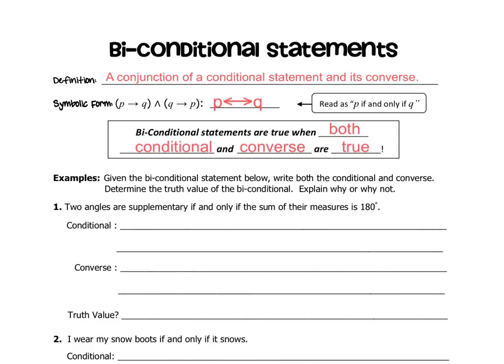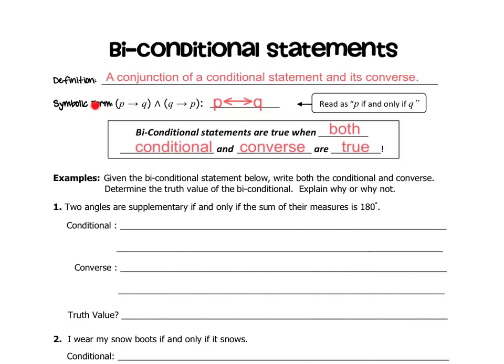When we look at biconditional statements, we have to recognize where they come from. First of all, a biconditional statement is just a conjunction of a conditional statement and its converse. Remember before, a conditional statement is just an if-then statement, and its converse means that we take the conclusion and hypothesis and reverse the order.